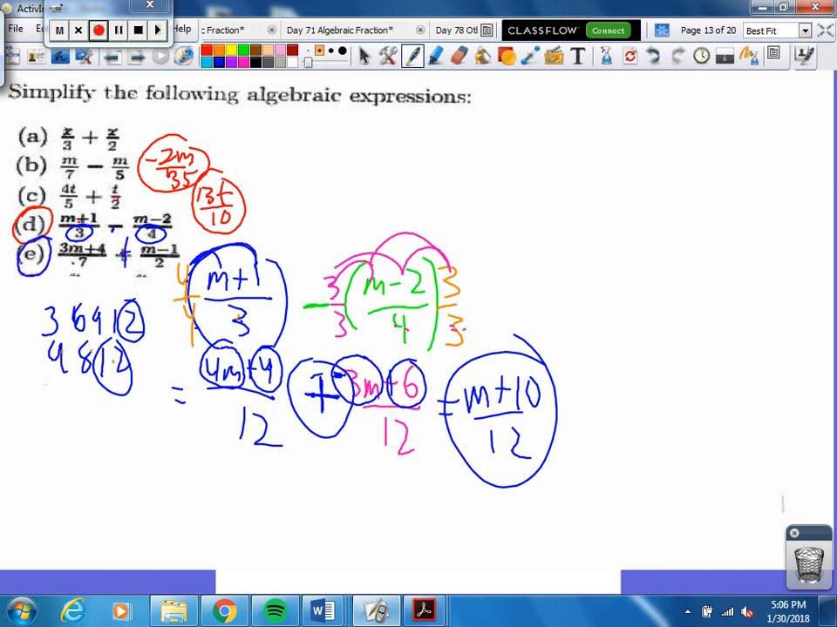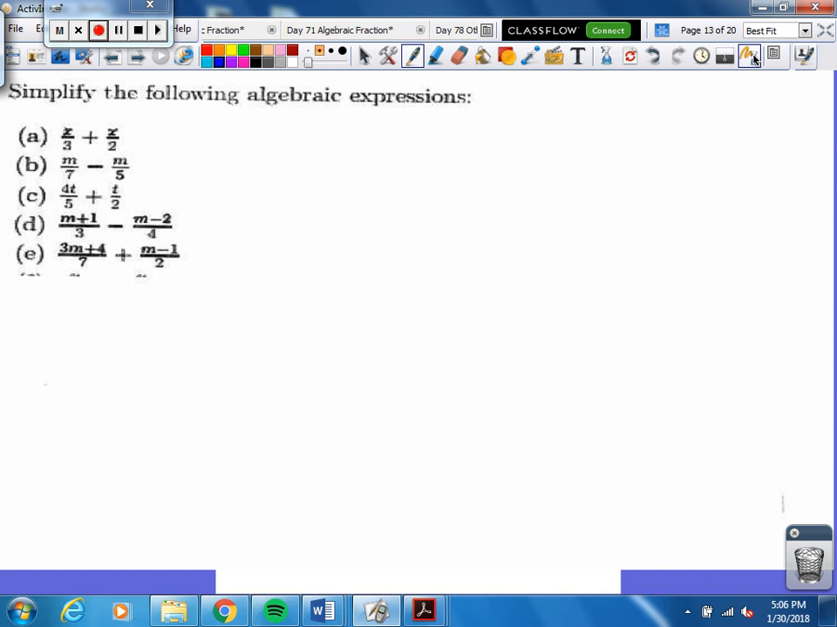You got a plus sign here. You don't have to worry about distributing the negative. Ready, set, go. Okay, welcome back. So the answer was 13m plus 1 over 14. Hopefully you got that. If not, raise that hand and ask a question.